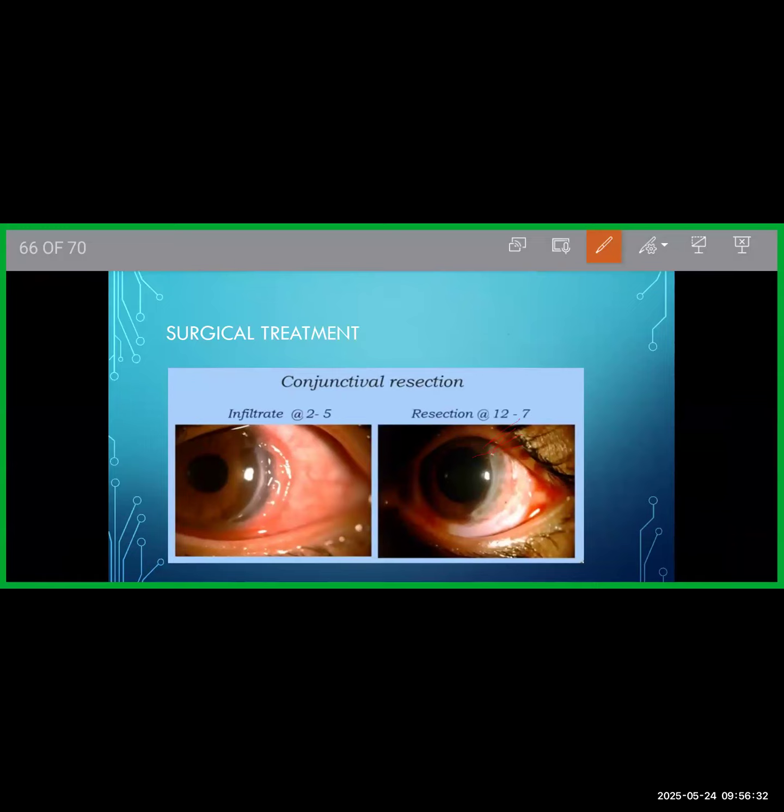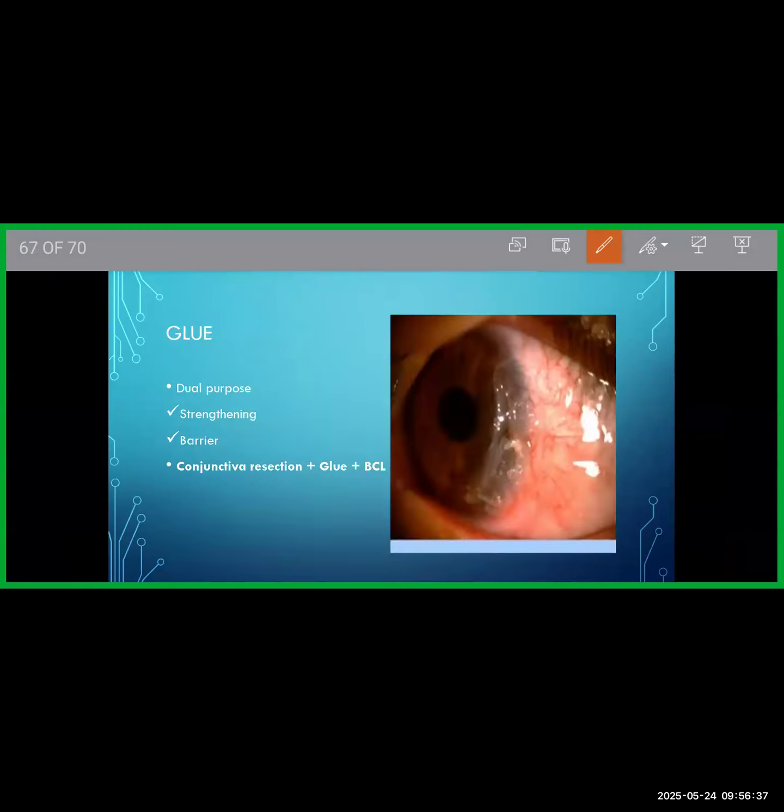And the rationale behind it is to prevent the autoimmune antibodies from getting to the peripheral cornea. Then the use of glue actually serves two purposes. It strengthens the cornea and also serves as a barrier. So the same way as we do in PUK, we resect the conjunctiva, apply the glue at the ulcer, then we cover with bandage contact lens.